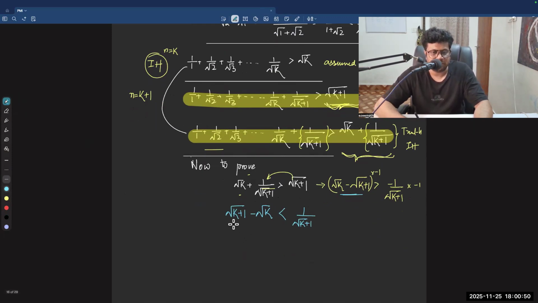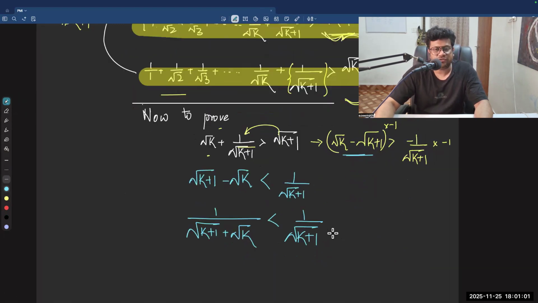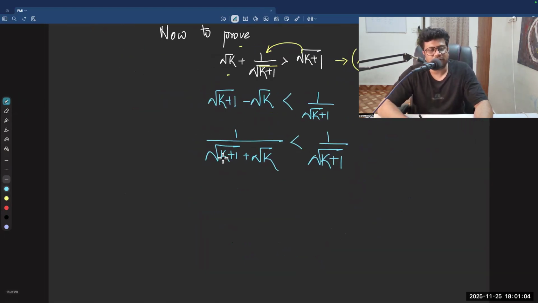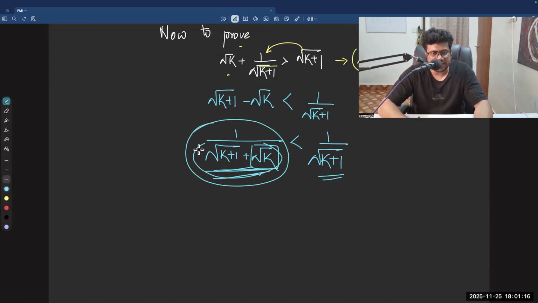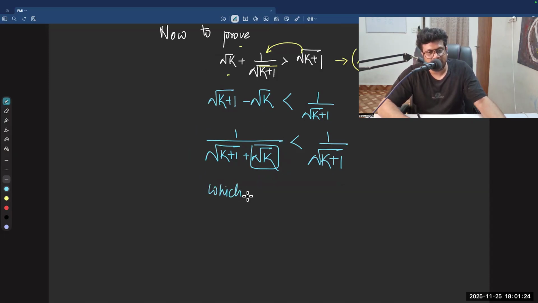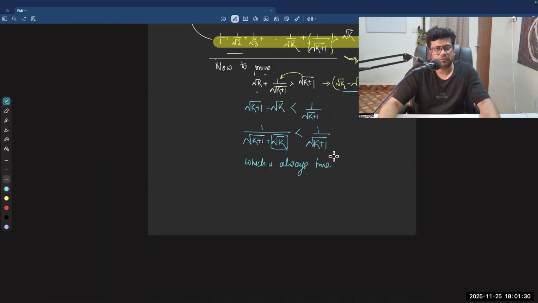So that's what I'm going to do. I'm going to replace this with 1 by root of k plus 1 plus root k. And it should be lesser than this, which is actually always true. Look at that: 1 by root of k plus 1 plus root k, and 1 by root of k plus 1. There is an added term of root k in the denominator on the left. Of course, this is going to be lesser than that because the denominator here is larger than the denominator on the right. So this is always true. So what does that mean?